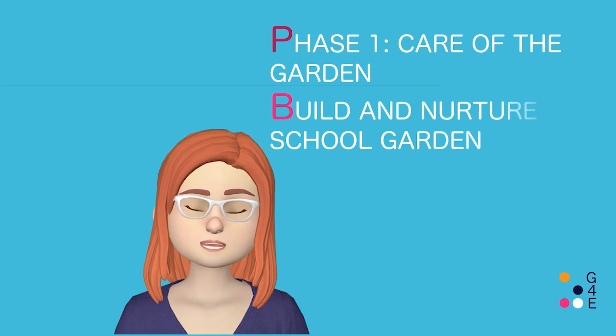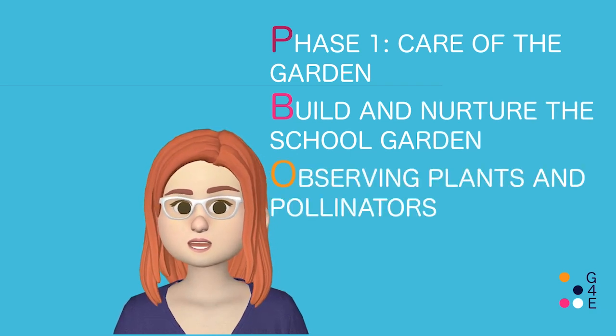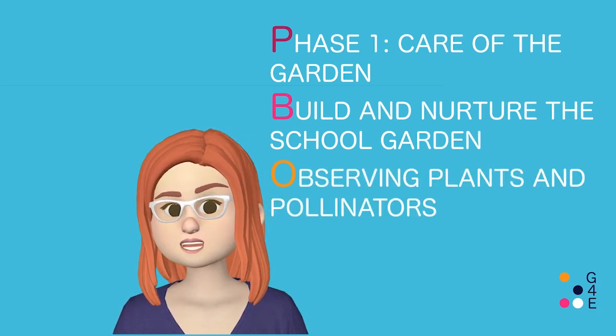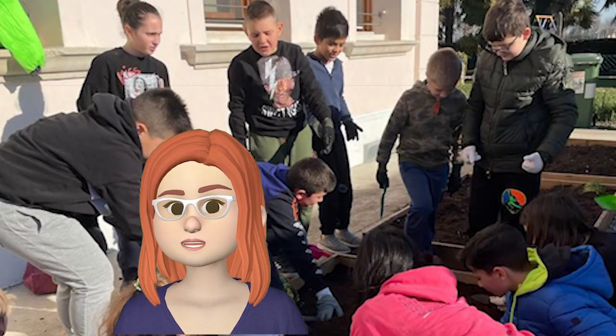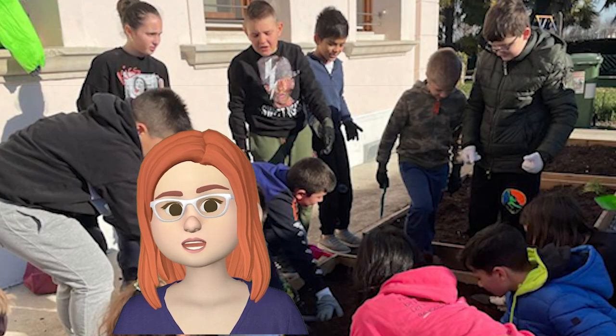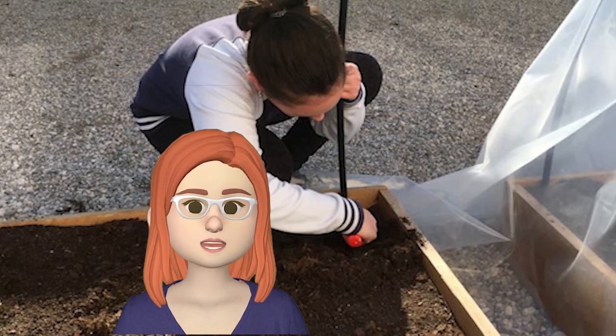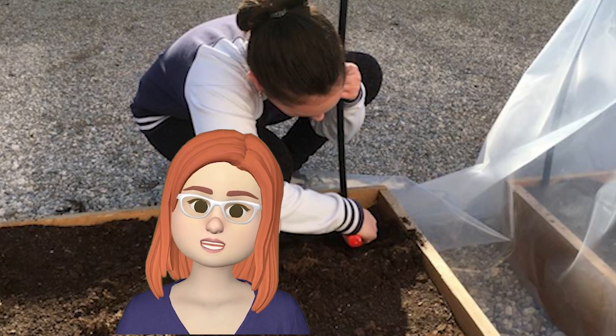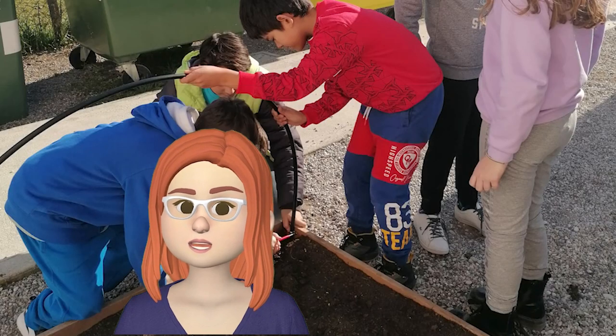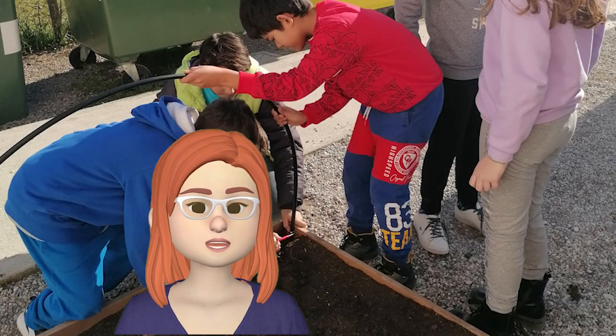In Phase 1, students learn how to care for a garden. They grow plants, herbs, vegetables, flowers in the school garden, discovering their biology and usefulness for human health, emphasizing the importance of native species in promoting biodiversity and bees as pollinating insects.